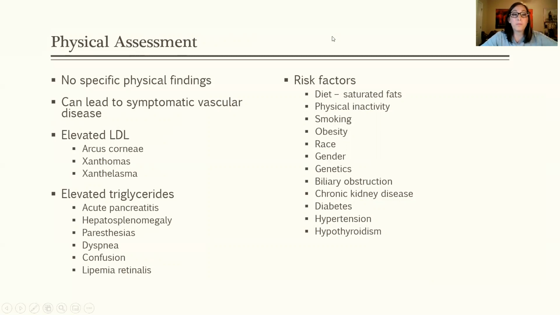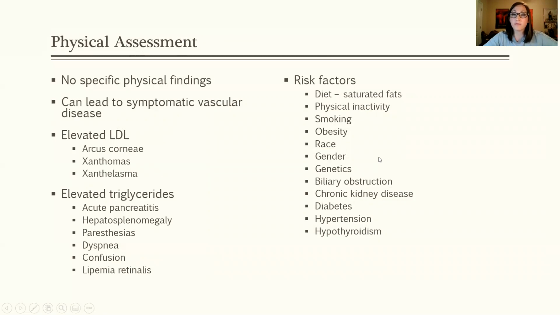When you have elevated LDL, your patients can present with things such as arcus corneae, xanthomas, and xanthelasma. Elevated triglycerides can present as acute pancreatitis, hepatosplenomegaly, paresthesias, shortness of breath, confusion, and lipemia retinalis, which is kind of like a creamy whitening of the retinal arteries.